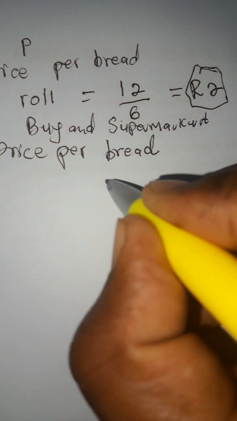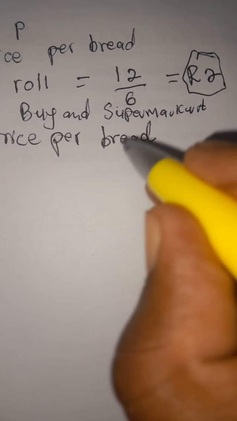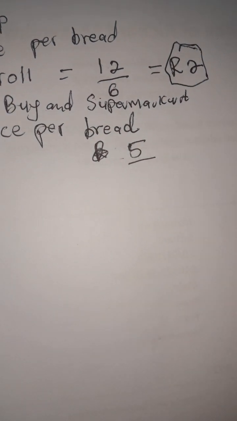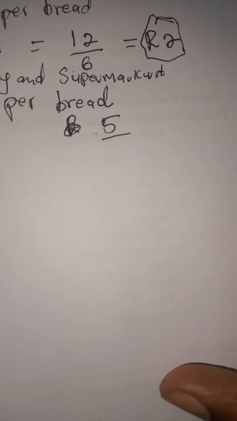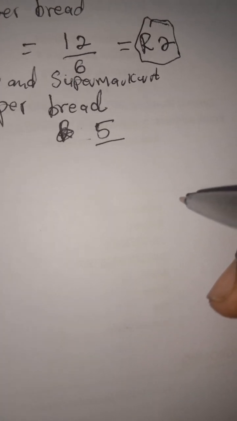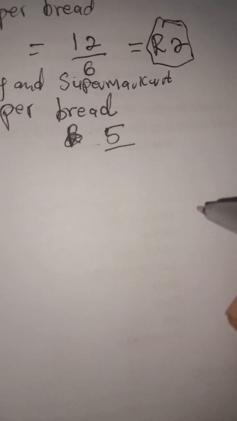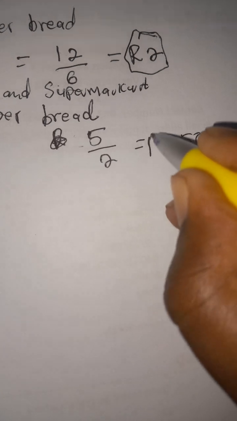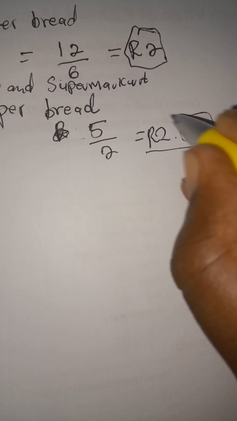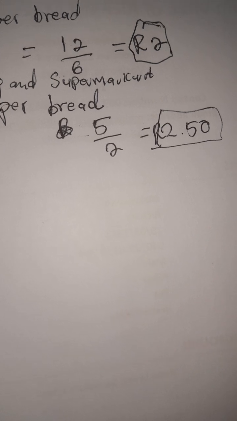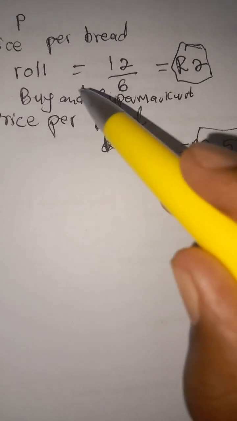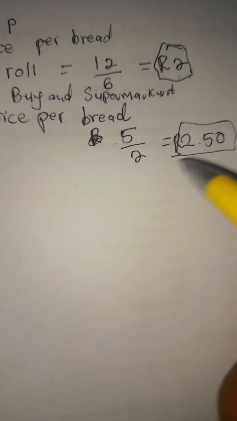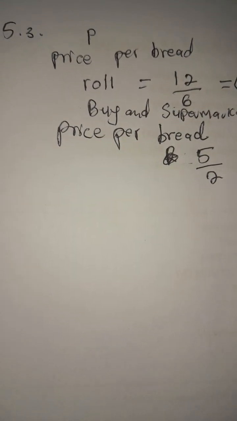Let's see their price. Remember they said that the price of 2 bread rolls is 5 rand for Buy and Save supermarket, which sells bread in packets of 2. So it will be 5 divided by 2, which will give you 2 rand 50. So Buy and Save will sell it at 2 rand 50. So which of the two sells the cheapest? Obviously, it's Bonzo. Bonzo sells each roll at 2 rand, while Buy and Save sells it at 2.50. So the cheapest one is Bonzo.